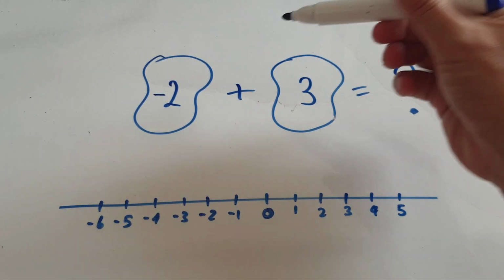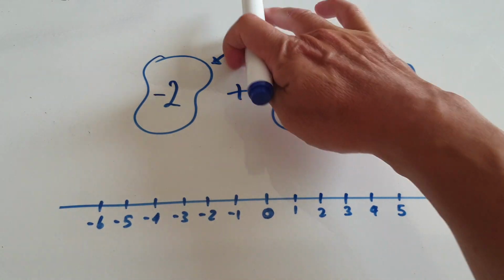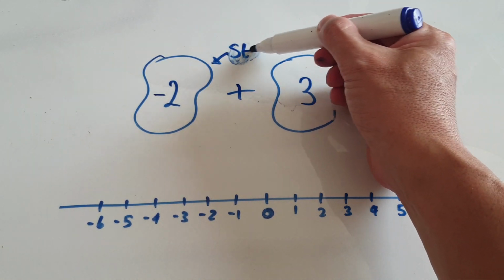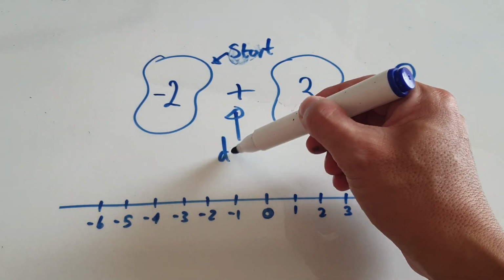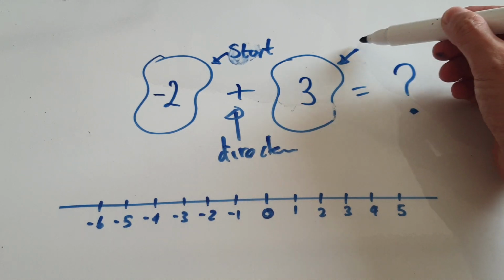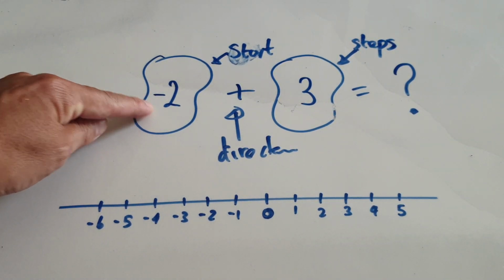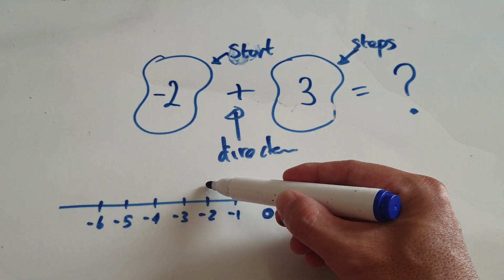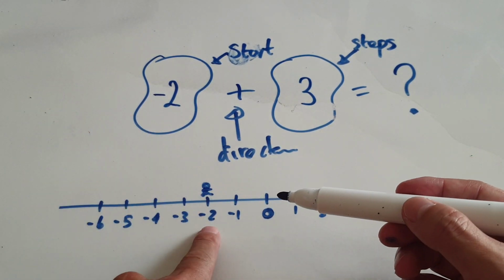So to do this, this is your start. This is your start. This is your direction, and this is your steps. So you start at negative 2, so this is your number line here. So imagine you're standing here, you start at negative 2.